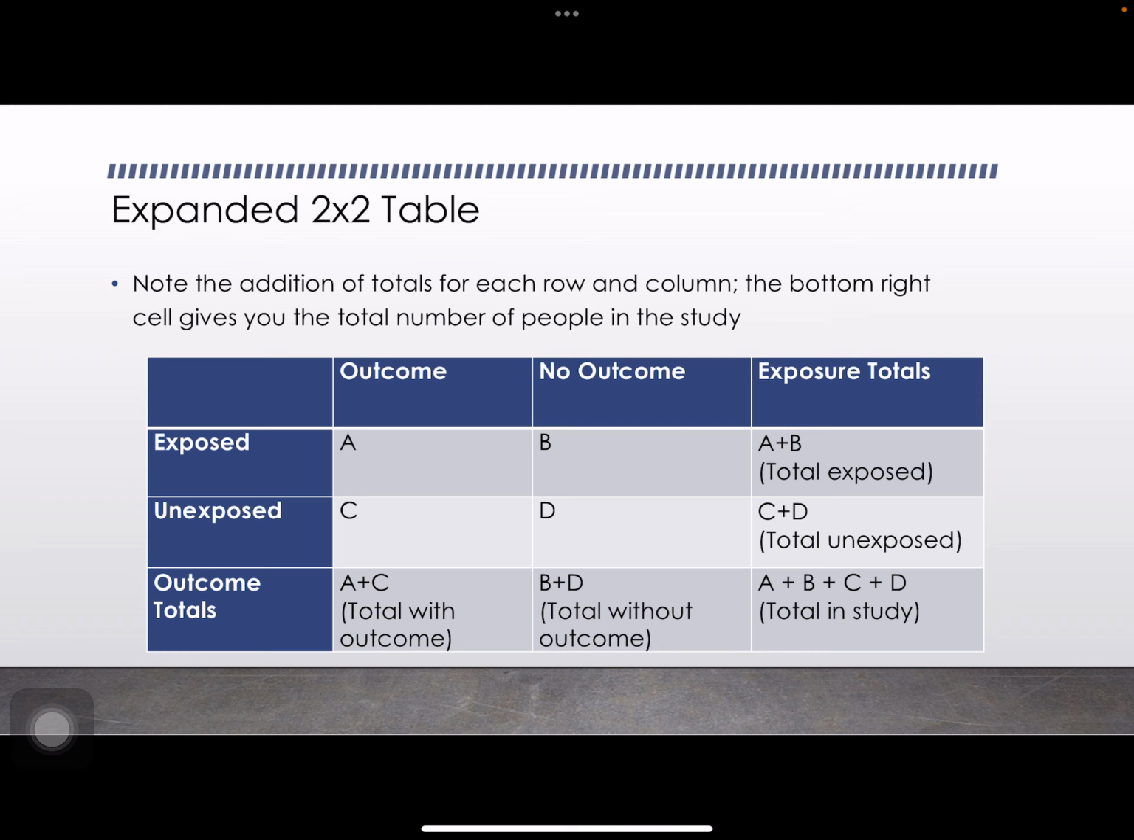Here we get into what an expanded version of the 2x2 table looks like. This just adds rows and columns for your totals. The bottom right cell then provides the total number of people included in the study. Having these totals ready will make your calculations a bit easier. This template may also be handy to have around when doing homework or quiz questions.